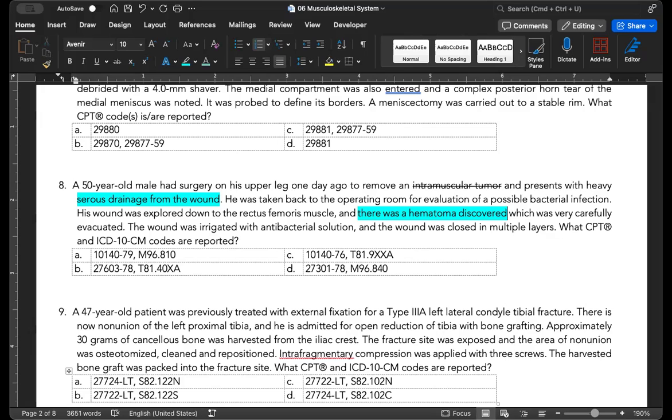So that gives us M96.840. Does everybody see that? So this is telling us why we're going back in to have the procedure done. We're not doing the procedure because of the tumor. We're not doing the procedure because of the hematoma. We're doing the surgery because of the post-procedural complication that resulted in that hematoma. Does that make sense?